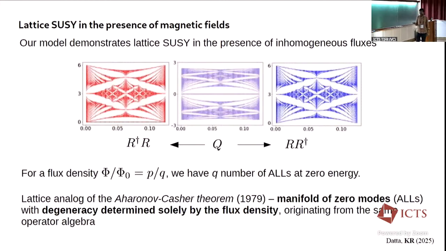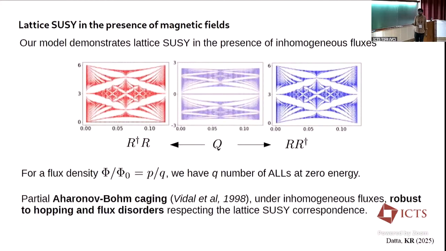Okay, so this also allows us to construct a lattice analog of a very old theorem called the Aharonov-Casher theorem, which taught us that you can have a manifold of zero modes, okay, with the degeneracy determined solely by the flux density. And here we find a very similar situation on the lattice. So we are calling it a lattice analog of this Aharonov-Casher theorem, that your flux density decides the degeneracy of the anomalous Landau levels at zero energy, because the underlying operator algebra is the same. The calculations that we did here are the same type of calculation that Aharonov and Casher did in their work.